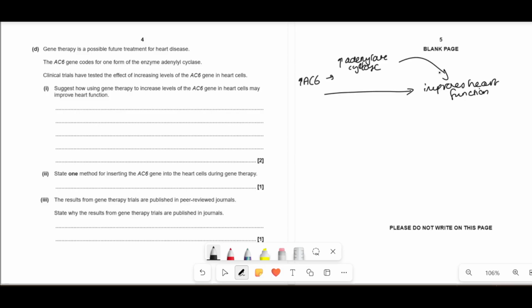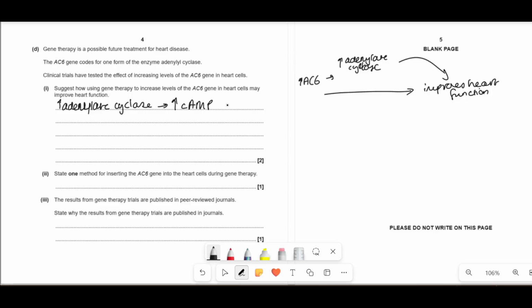So now we need to think, okay, what possible explanations do I know? It's a suggest question. So we need to think, where do I know adenylyl cyclase from? It's in your second messenger model. So that means we have more adenylyl cyclase. And what does that do? It converts ATP into cyclic AMP, sorry. So that means we've got more cyclic AMP, right?